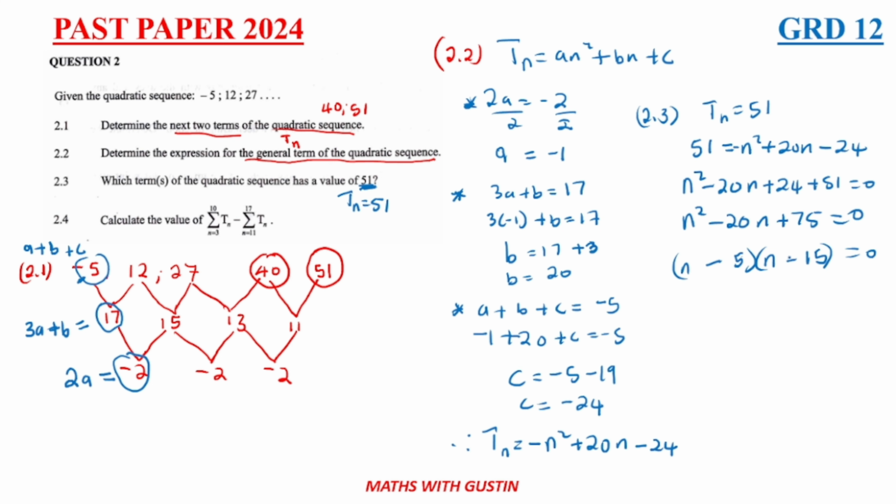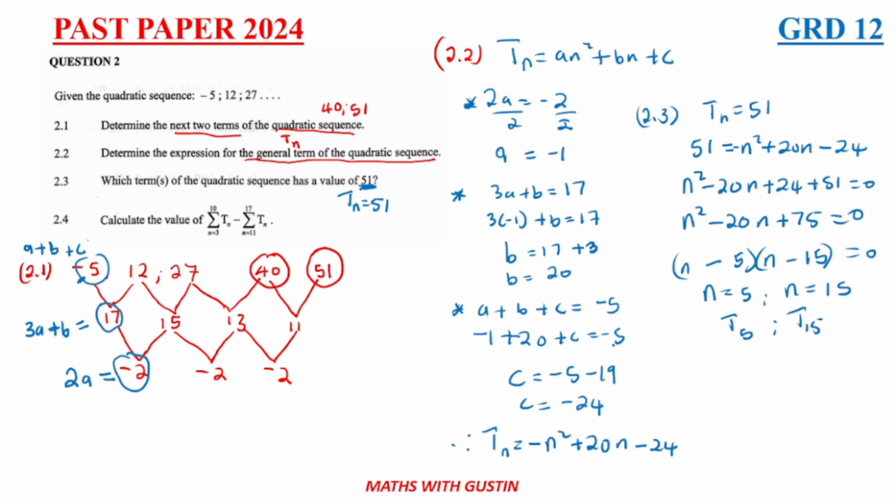All right, guys, if you find it difficult to solve for this, please use your normal quadratic equation, then you can be able to get the terms. I know you guys can do it straight away on your calculator as well. N would be equals to term number 5 and also term number 15. Therefore, Tn 5 and Tn 15 will give us the value of 51.